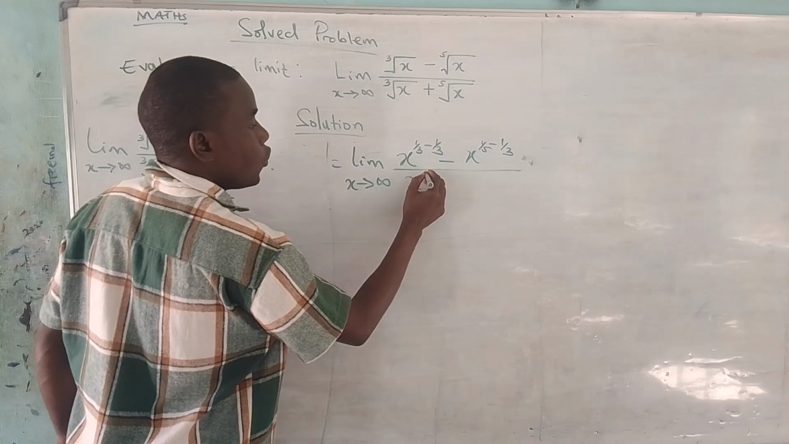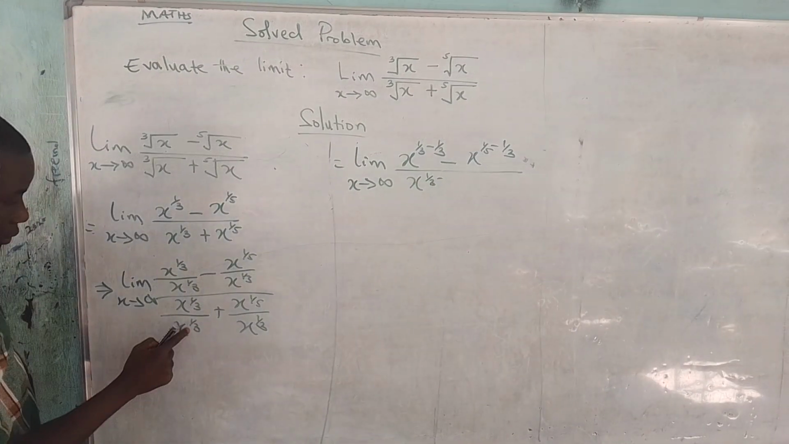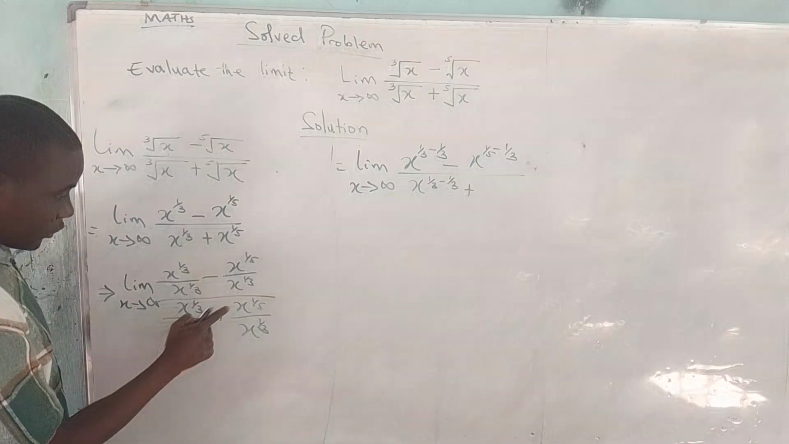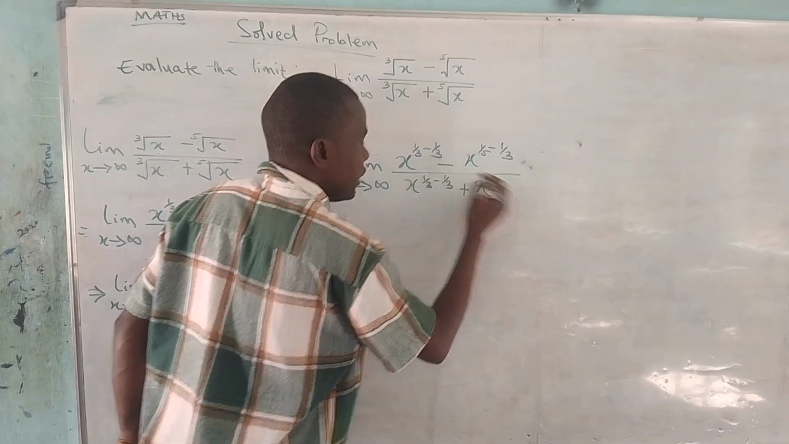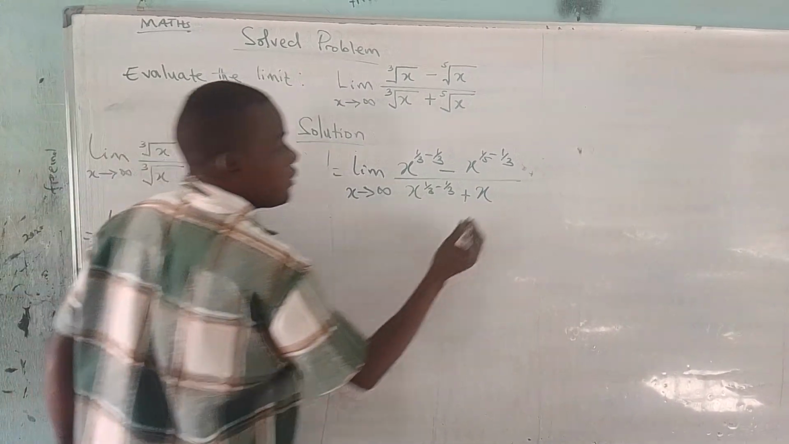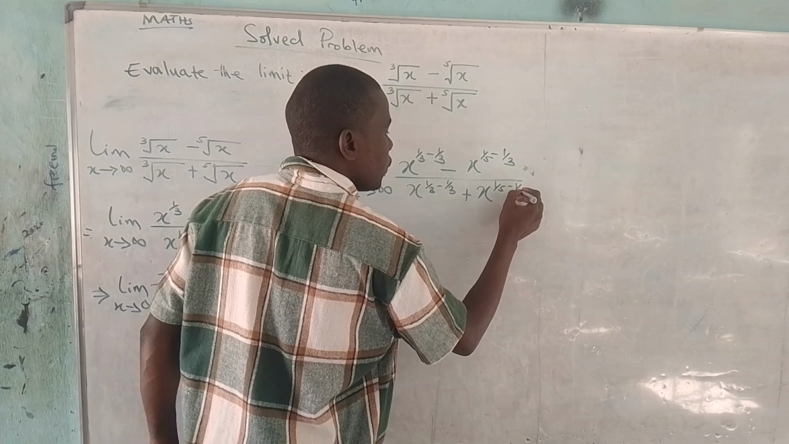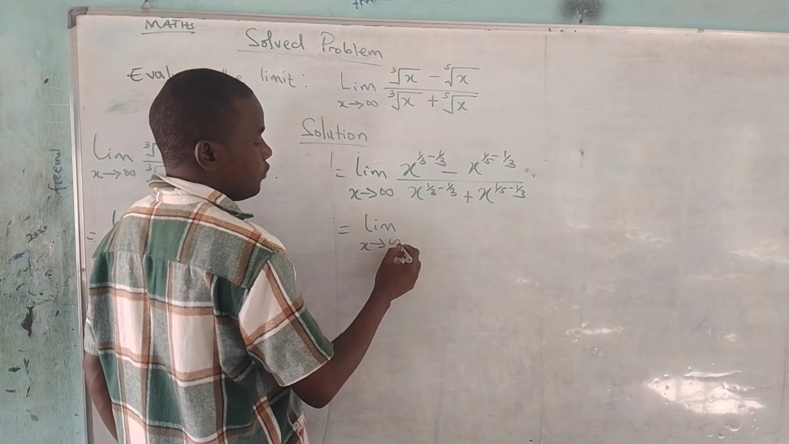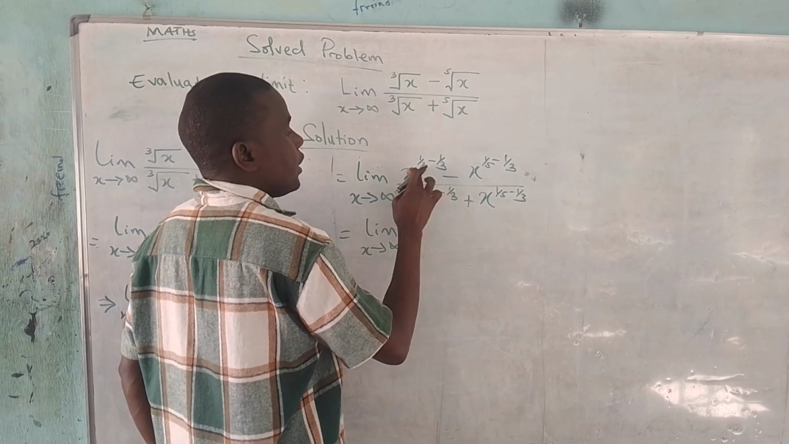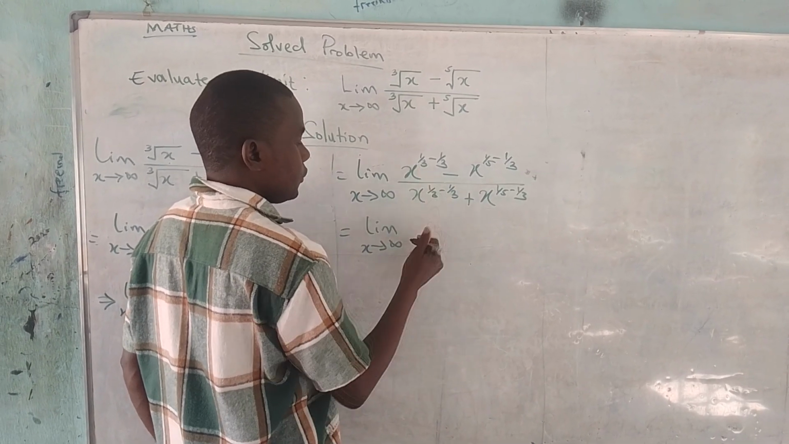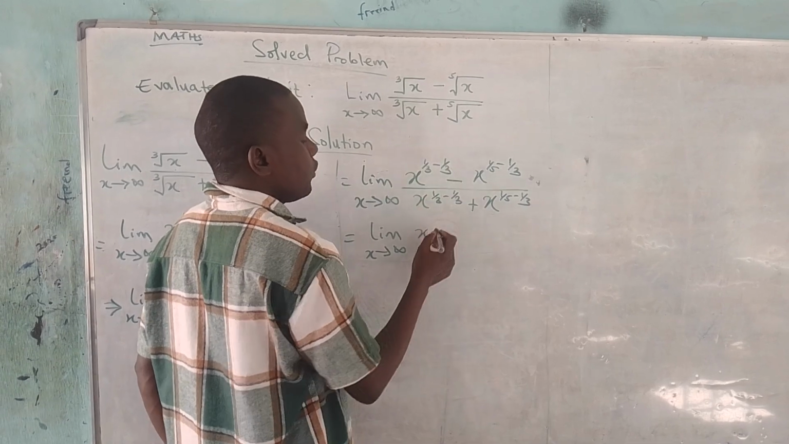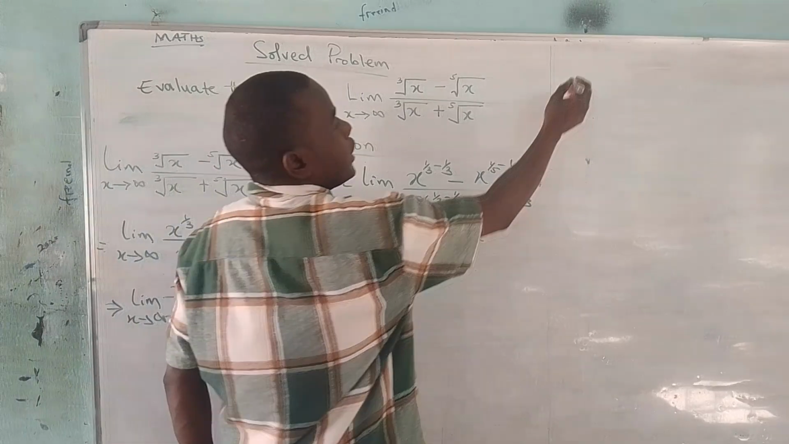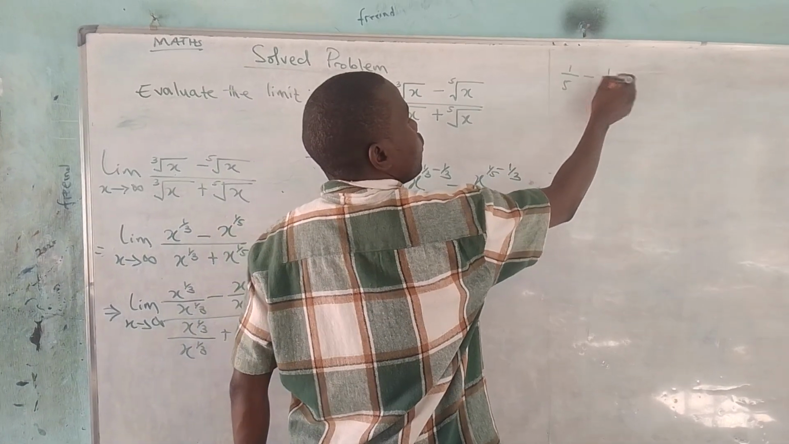Power na sama is 1 all over 3 minus power na kasa. We have 1 all over 3 plus the same base. Power na sama is 1 over 5. 1 over 5 minus 1 all over 3. So what do we have? Limit as x approaches infinity of what do we have here? We have x power 1 over 3 minus 1 over 3, which is 0. Minus x power, look at 1 by 5 minus 1 by 3.